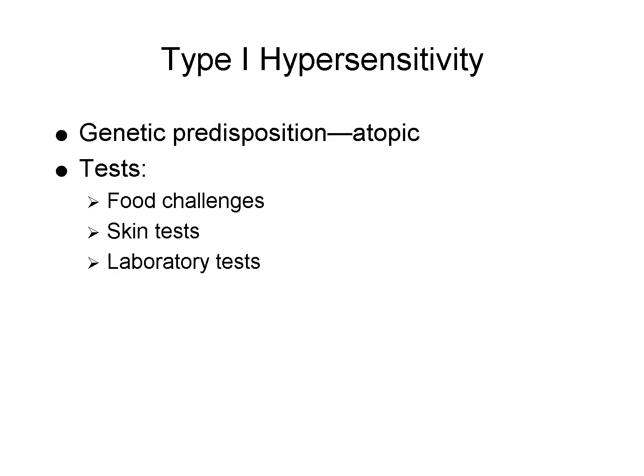Some individuals have a genetic predisposition to developing allergic reactions, a condition known as atopy. Testing for type I hypersensitivities can involve food challenges, skin prick tests, or laboratory assessments of specific IgE levels. Identifying the responsible allergens is crucial for effective management and prevention.